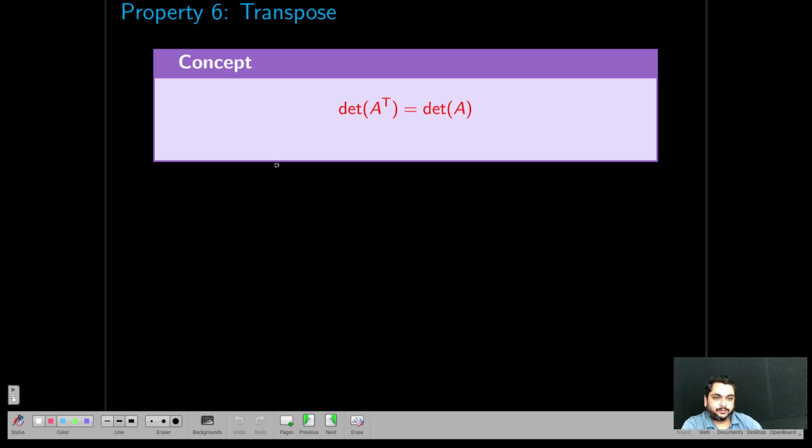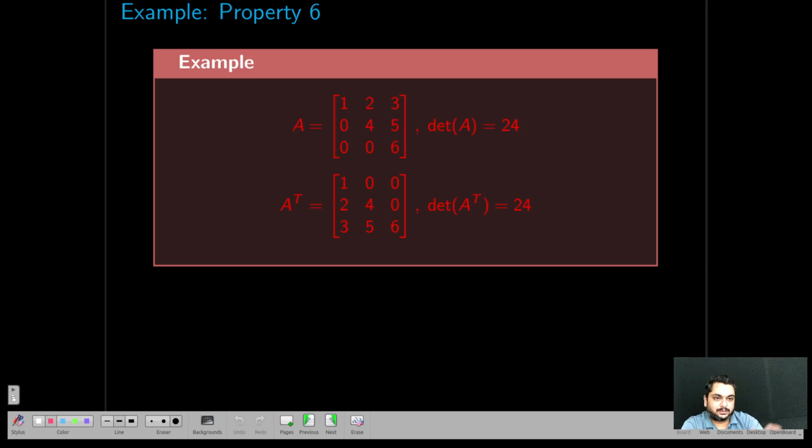Next, transpose. The determinant of A transpose is equal to the determinant of A, because we are just changing the rows and columns. When I take the cofactors and add them, the sum always remains the same. So whether you change rows or columns, the element values remain the same. For example, this is A. The transpose of A is given like this, changing rows and columns. We'll get the same determinant for each.